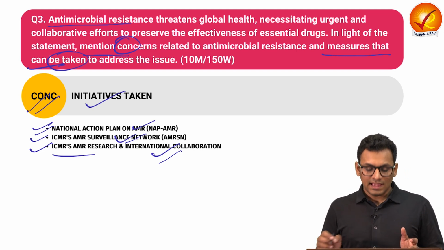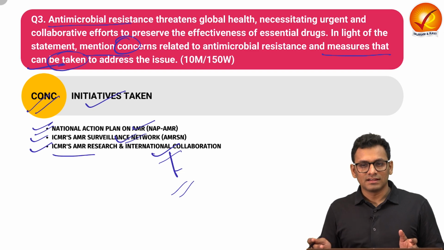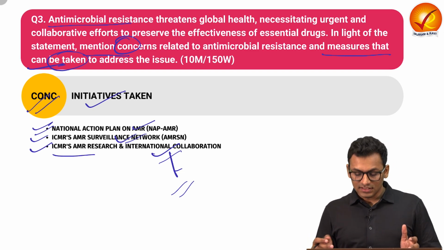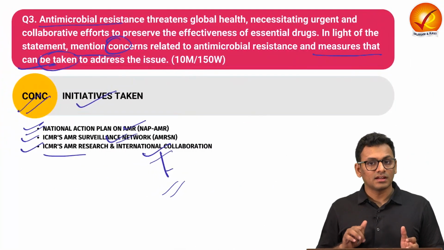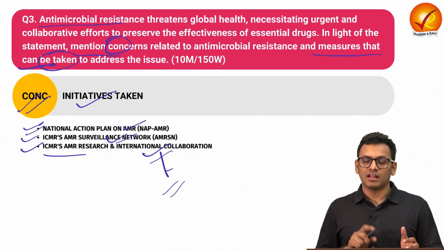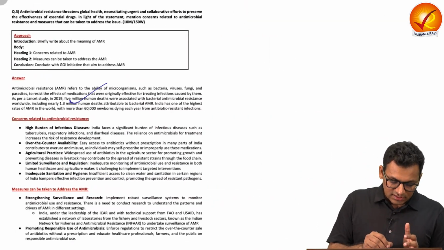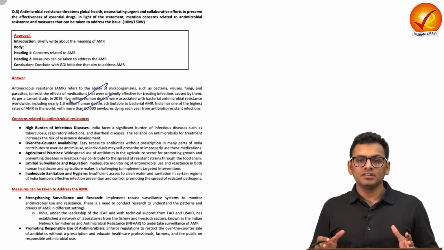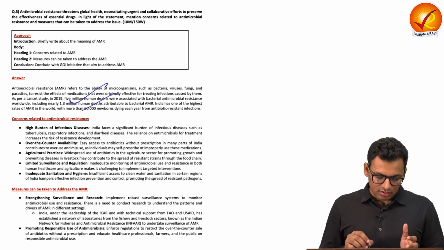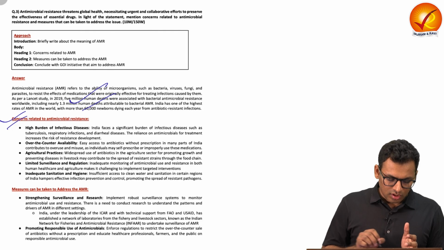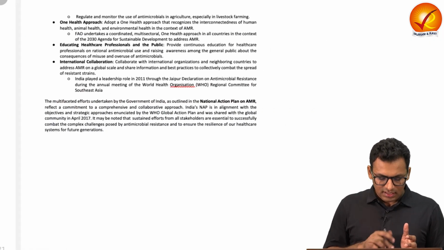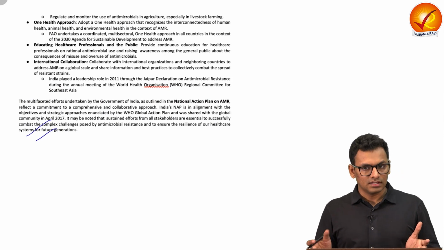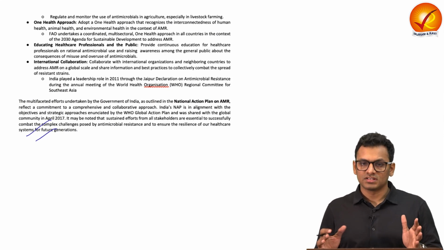nature of AMR, as well as we are also collaborating with other countries for information and intelligence exchange. So that is all for question number 3. Let us see the model answer and understand how we can inculcate the same in our answer writing practice. Firstly, in the introduction, you can give certain recent context. You can give data points to justify your introduction. Next, you can talk about the concerns, then measures, and lastly, you can talk about certain initiatives taken by India. So this is something for question number 3.